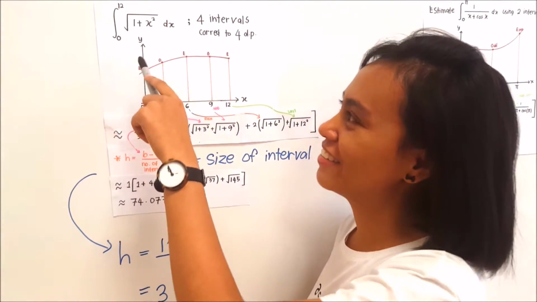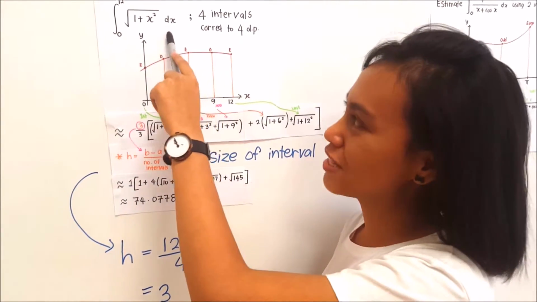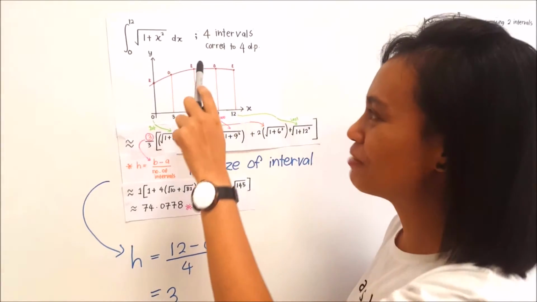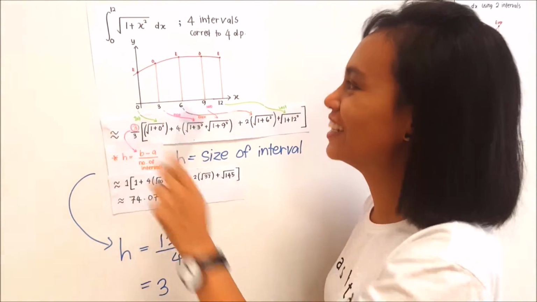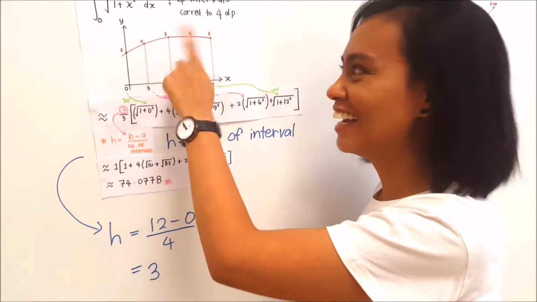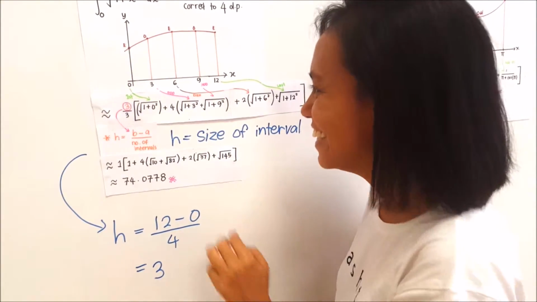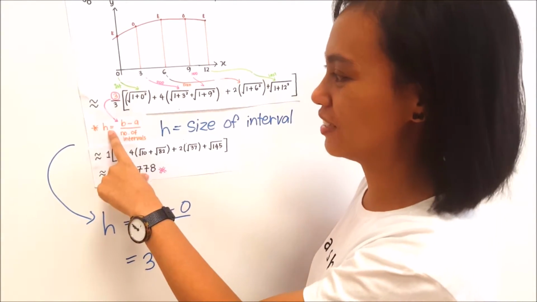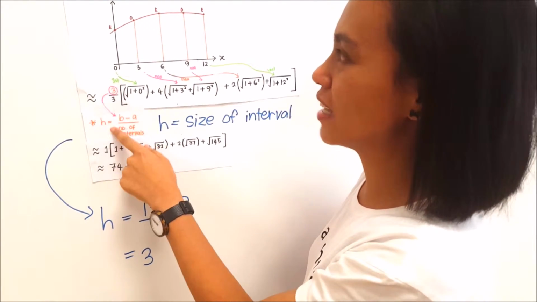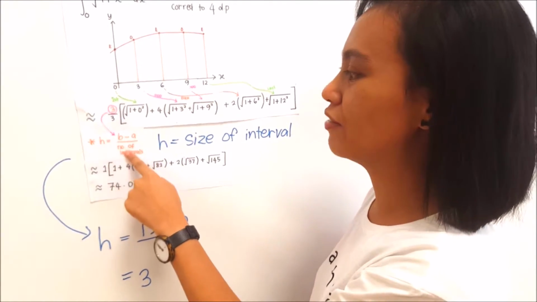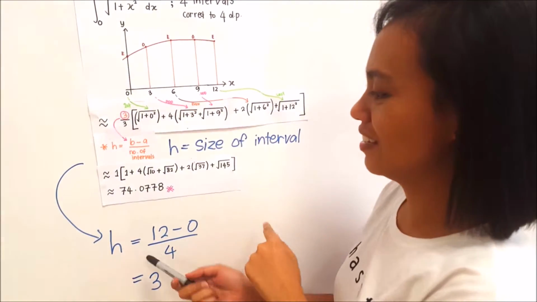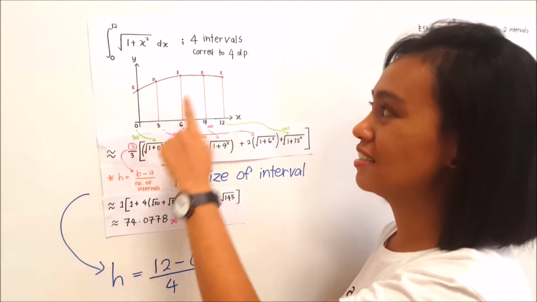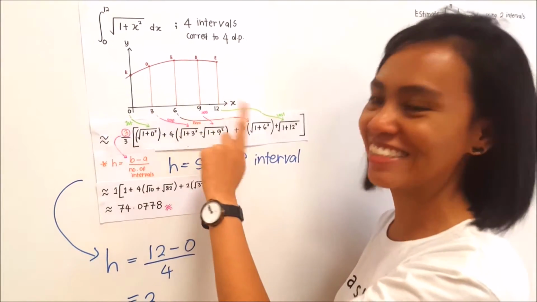For the first example, the integral of square root of 1 plus x squared with respect to dx, with upper limit 12 and lower limit 0, and 4 as the number of intervals. First of all, we draw a graph with any shape. In order to get the x values, you have to find the size of the interval, which is h. You take b, the upper limit, minus a, the lower limit, over the number of intervals. So it's 12 minus 0 divided by 4 and you get 3. So each of these is 3. Since there are 4 intervals, we put 3, 6, 9, 12.